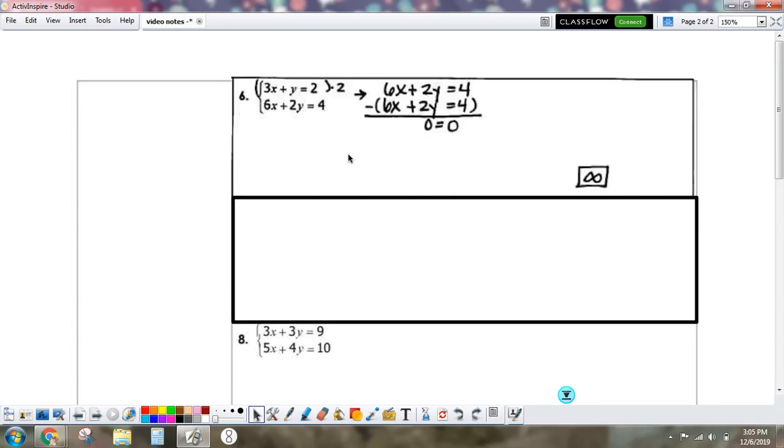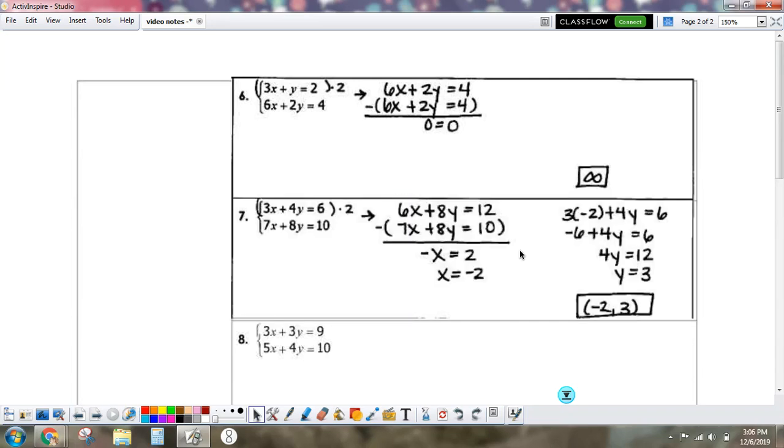For 6, you should have had 0 equals 0, which we all know that if it's the same number on both sides, it should be infinite solutions because those are going to be the same line. You can tell because it's 6x plus 2y equals 4. 6x plus 2y equals 4. Those are the same equation. So obviously, this is going to be infinite solutions. Try 7. 7, you should have had negative 2, 3.